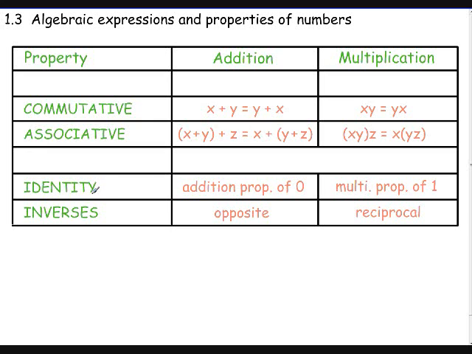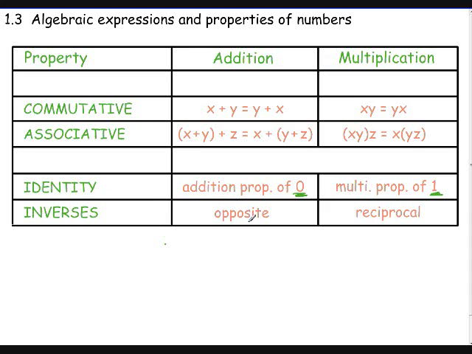The identity property. We looked at the identity property of addition, which is 0. If I add a 0 to 5, it's still a 5. The multiplication identity is 1. If I have 5 and multiply it by 1, it is still 5. It maintains its identity.